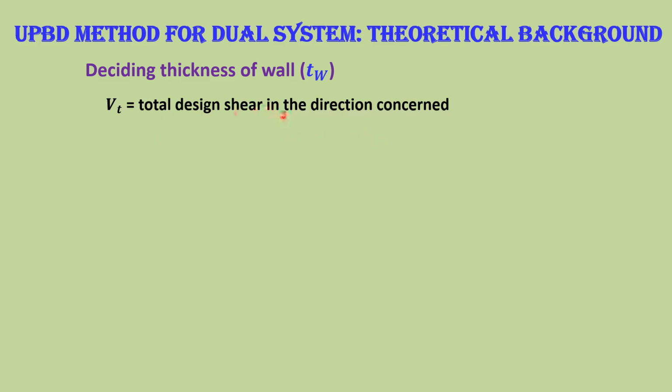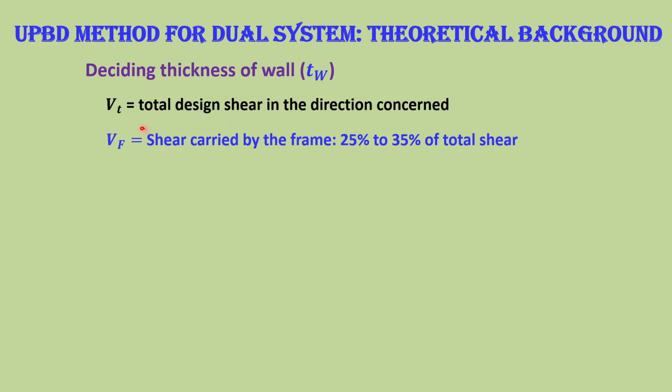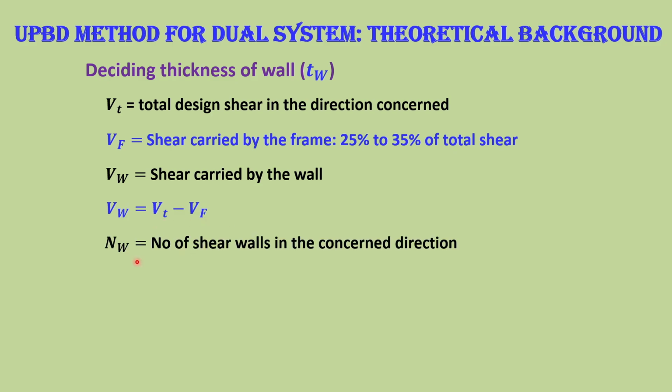Suppose BT is the total design force in the direction concerned, that is the direction of the earthquake. This total design force will be taken by the frame and the shear wall together in some proportion. So it is assumed that the frame carries about 25% to 30% of the total shear. So BF is known in the beginning as a fraction of total. BW is the shear carried by the wall. So BW equals BT total minus BF.